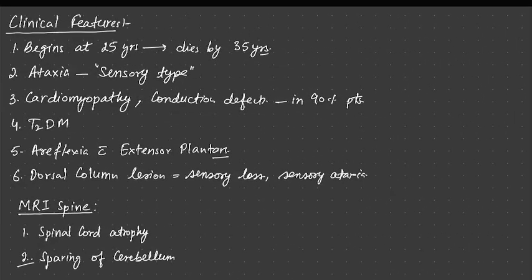Right, clinical features of Friedreich ataxia. The signs and symptoms begin at 20 to 25 years of age and the patient dies by 35 years of age. Means the disease is relentlessly progressive, very aggressive, severe, and unfortunately there is no treatment which can prolong the life of the patient. So it begins at 25 years, the patient dies at the age of 35 years. That is the rule. Ataxia will be there. Sensory type ataxia means there will be Romberg sign positive.